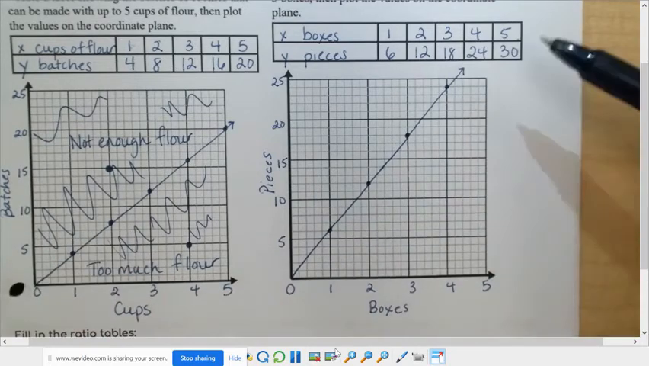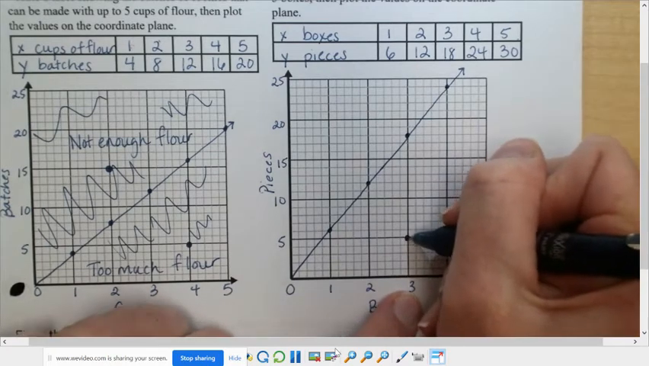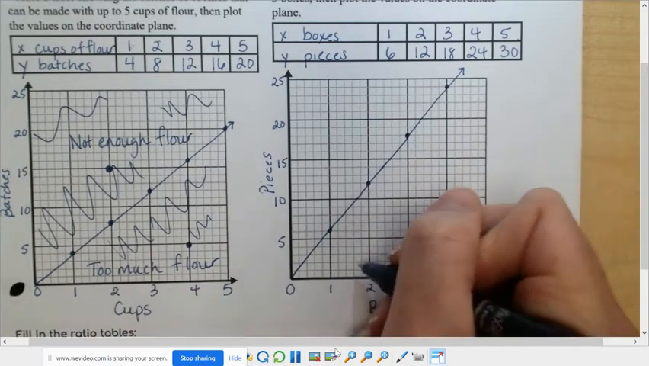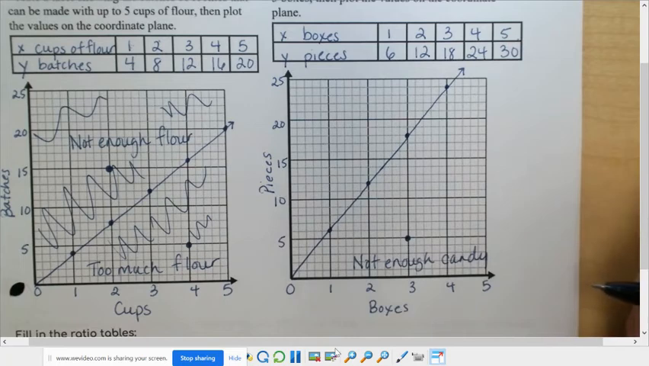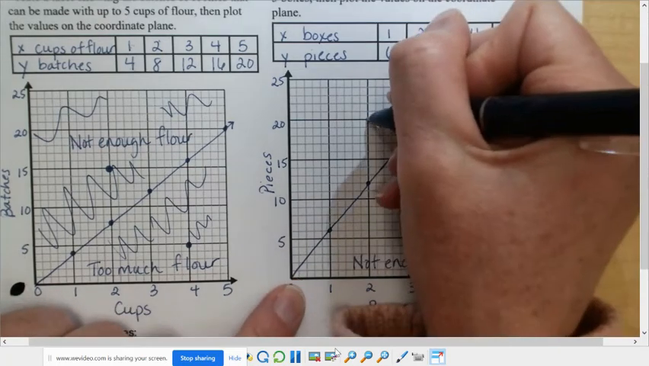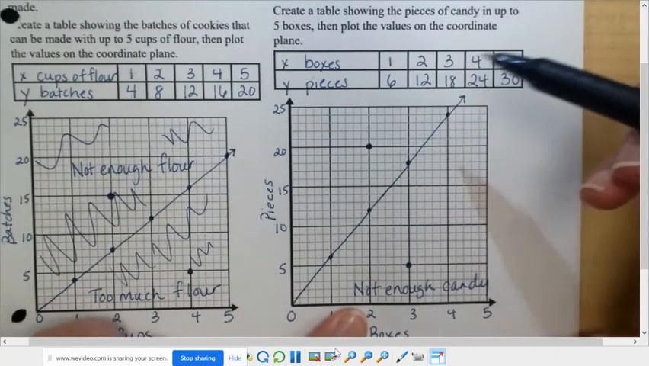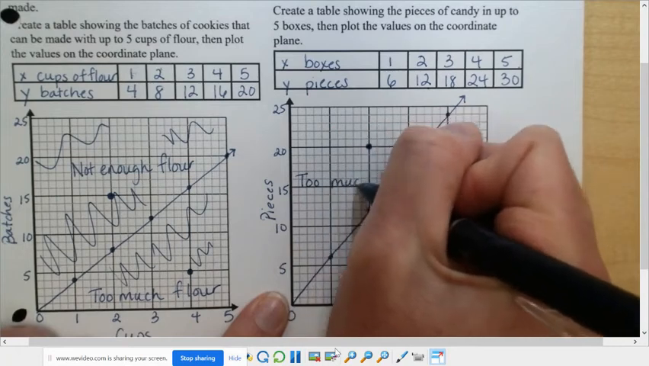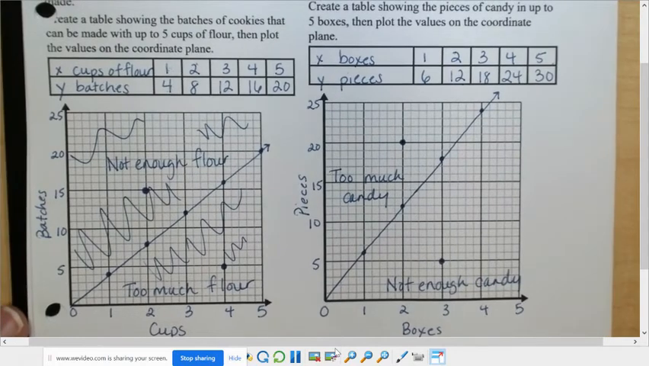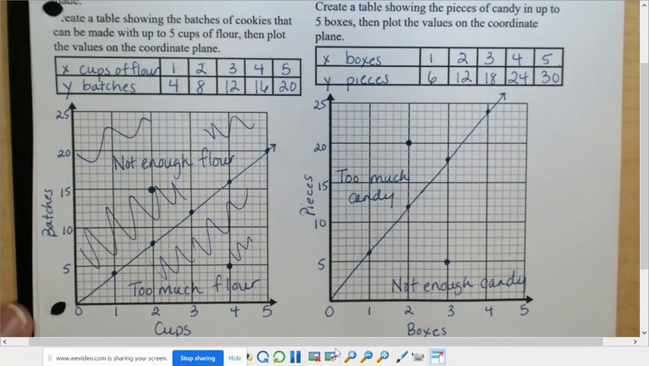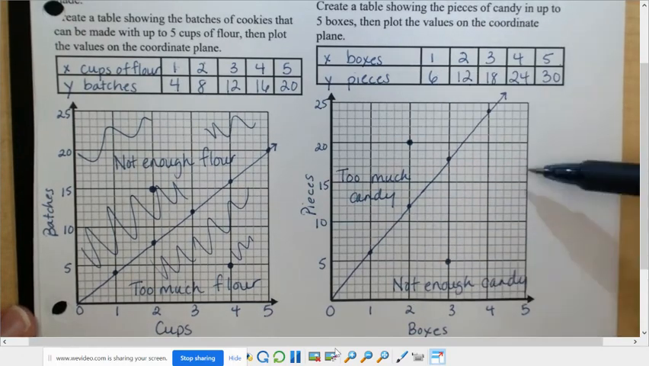Anything on this line, again, would fit this ratio. If I'm looking above and below the line, for instance, if I have 3 boxes and 5 pieces of candy, there's not enough candy to go into those boxes. And then if I look up here, let's say I do 2 boxes and I have 20 pieces of candy. Well, 2 boxes should really be 12 pieces of candy. So here I have too much candy in each box. So again, that's the information you can gather from graphing data on the coordinate plane. And that is how you find equivalent ratios and graph those ratios on the coordinate plane.